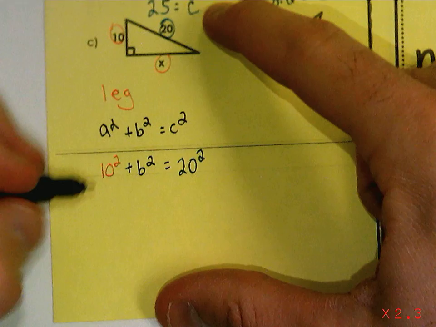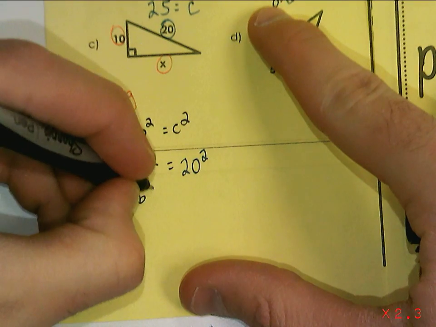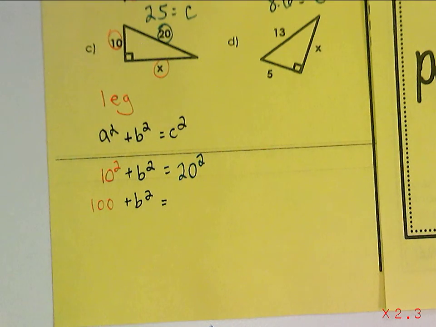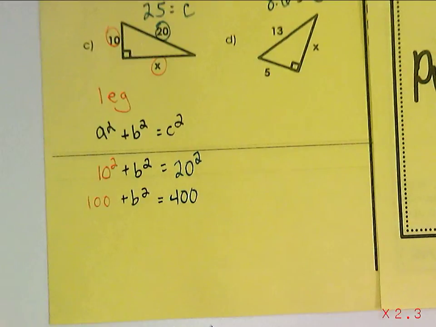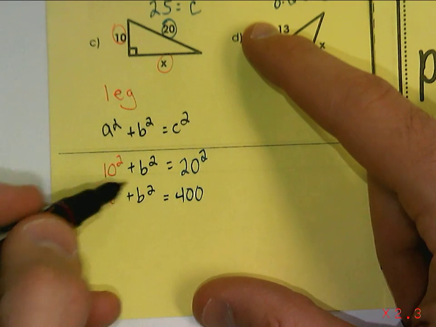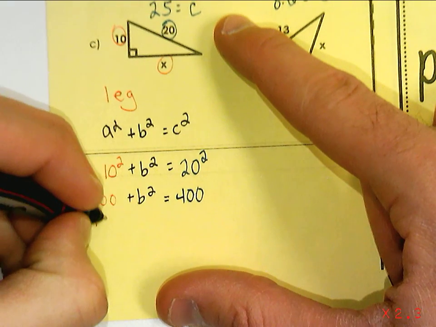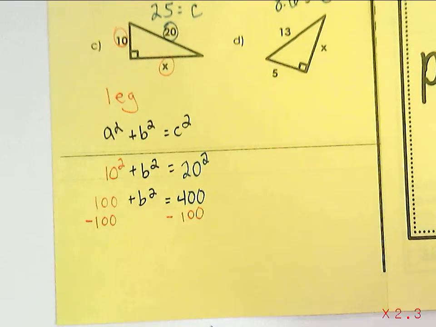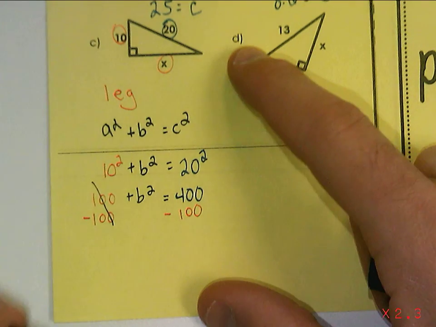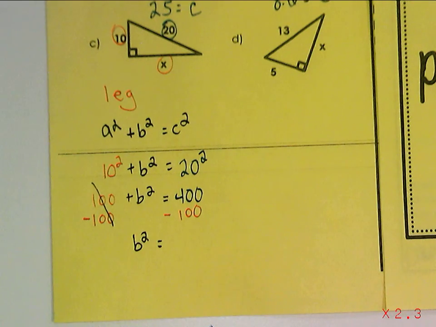So if we go ahead and rewrite everything by squaring these, 100 plus b squared equals, I believe 20 squared is 400. It is. So this is 400. Now basically we have a two-step equation here. This two-step equation stuff is coming back that we've looked at earlier in the year. So I'm trying to get b by itself so I know what the length of this leg is. So I'm going to first have to subtract 100 from both sides. That means this 100 is gone on the left side. I have b squared equal to 300.